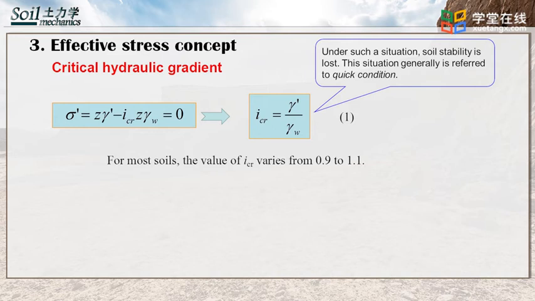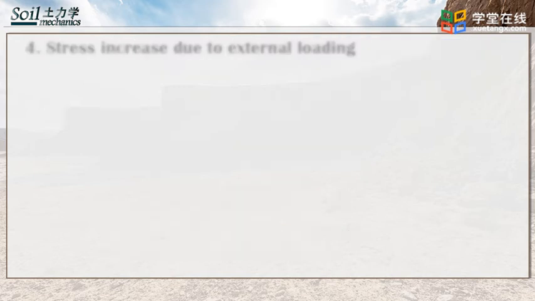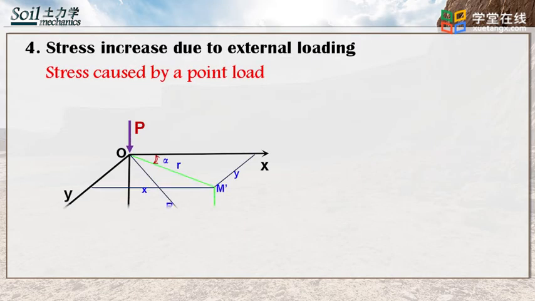Based on the phase relationships, the critical hydraulic gradient can be expressed in equation 2. Since Gs is constant, the critical hydraulic gradient is solely a function of the void ratio of the soil. Now, let's move to the problem of stress increase due to external load.